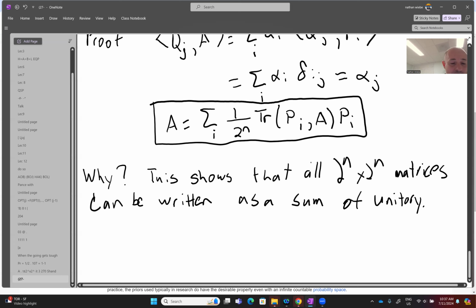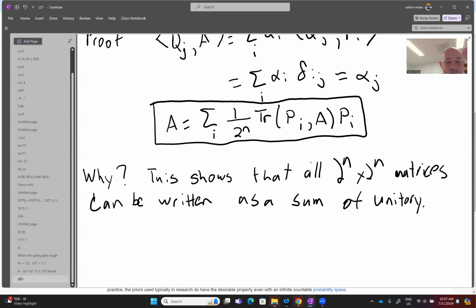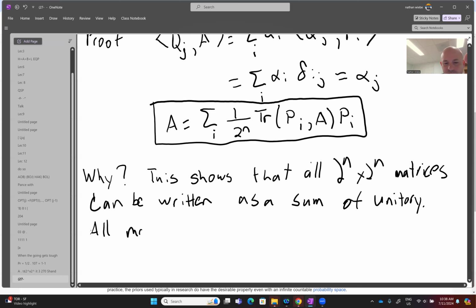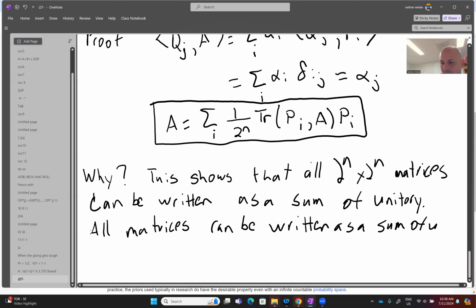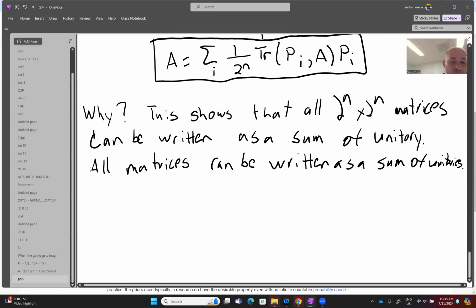And in particular, these unitary matrices can be picked to be Paulis. So this shows that all matrices can be written as a sum of unitaries. So this means that if we were able to come up with a method to do the following: let A be the sum over i, alpha_i U_i, where these U_i could be Pauli operators, but they could be something else.